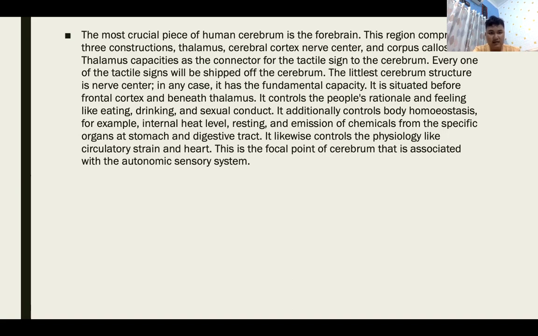homeostasis, for example, internal heat level, resting, and secretion of chemicals from specific organs at the stomach and digestive tract. It also controls the psychology like circulatory stress and pain. This is the focal point of the brain that is associated with the autonomic nervous system.